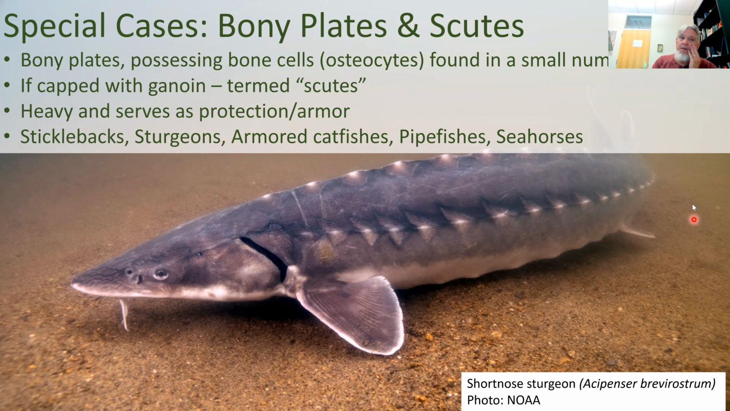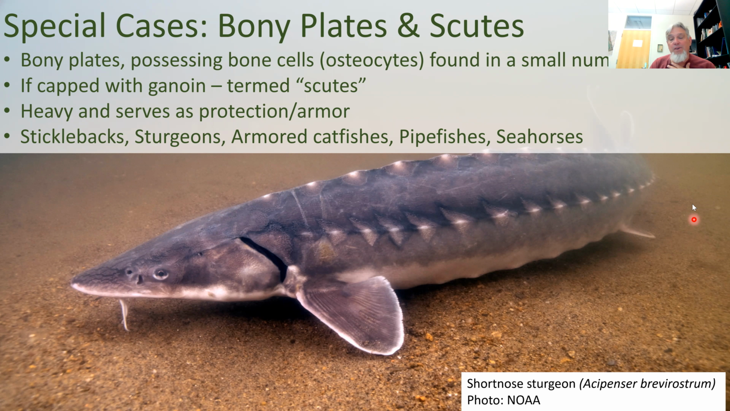Bony plates and scutes are different structures that are related to scales but aren't scales. These are bony plates. They contain bony cells, and in fishes like sturgeon and armored catfishes, and even some of the more derived fishes like sticklebacks and seahorses, they're bony plates that are ossified, and so they probably evolved independently.